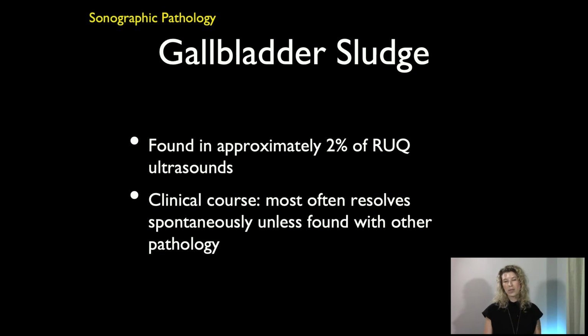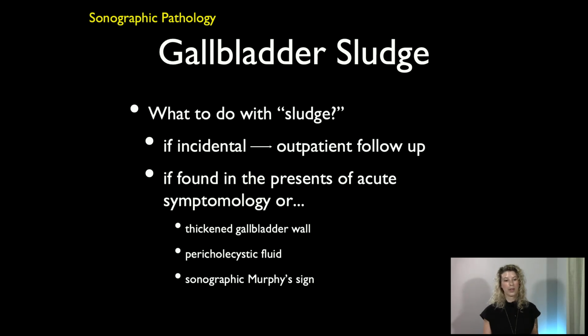It's found in approximately 2% of right upper quadrant ultrasounds. Anecdotally for myself, I have not found that to be true. I would say for me more like 1%, but that's just me. A lot of times it'll resolve spontaneously, so again, this is something to be followed up as an outpatient unless it's found with other pathology.